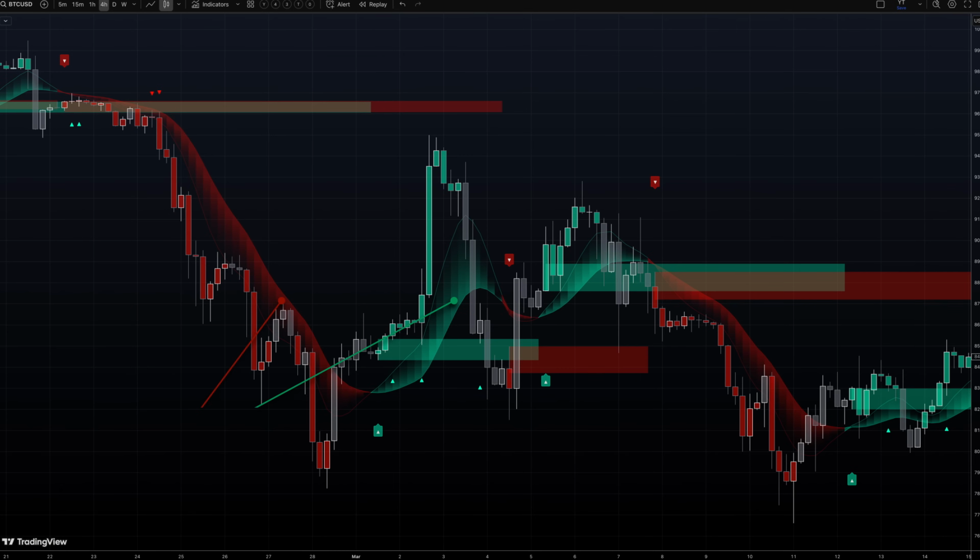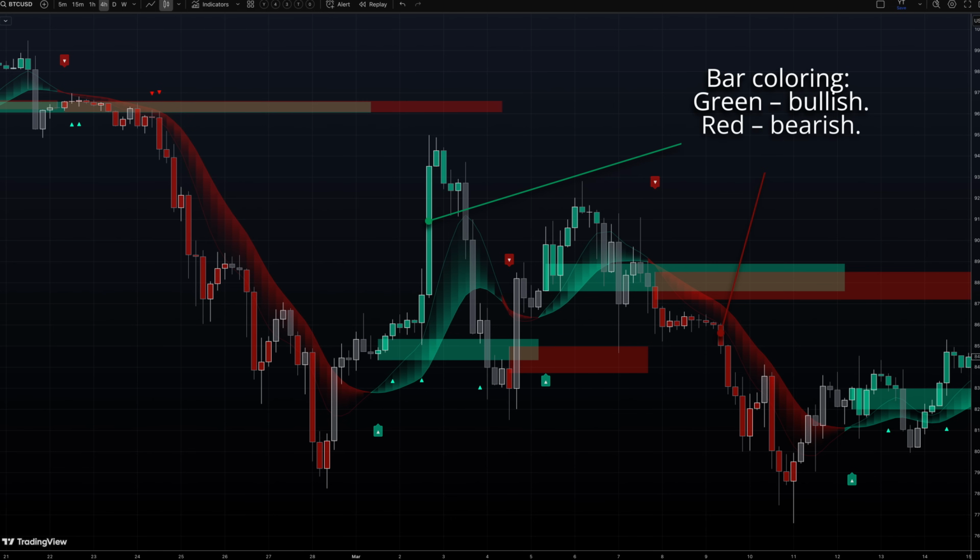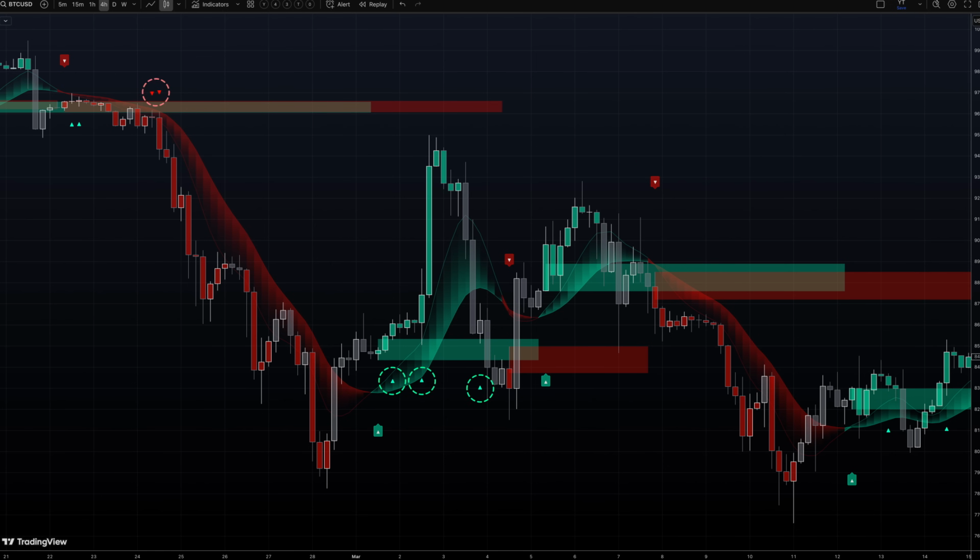The visualization features gradient fills between the two HEMA lines, with color intensity changing based on trend direction. Bar coloring provides additional context: bullish when price is above both HEMAs, with the fast line leading, bearish in the opposite scenario, and gray during conflicting conditions. Triangle markers appear when price tests the box levels, indicating potential support or resistance interactions.